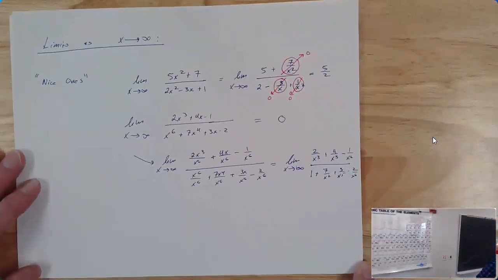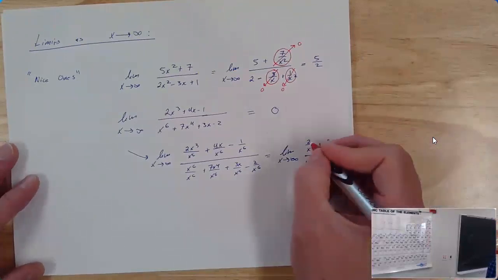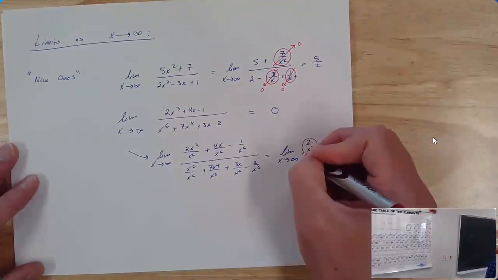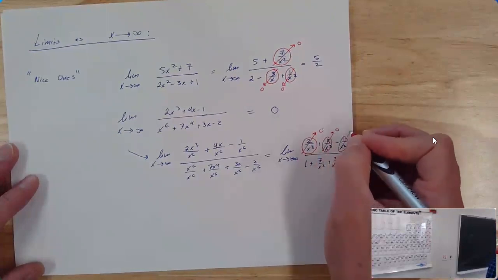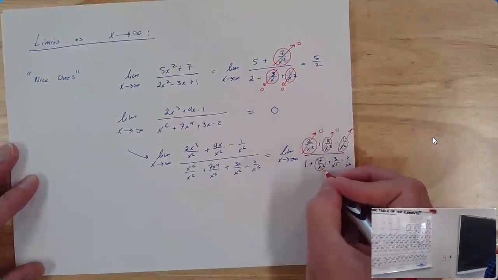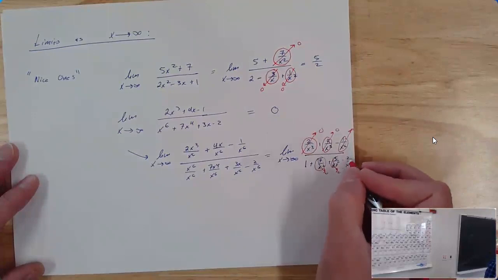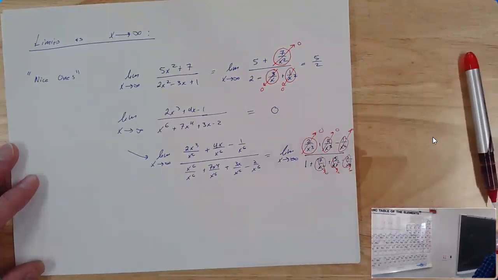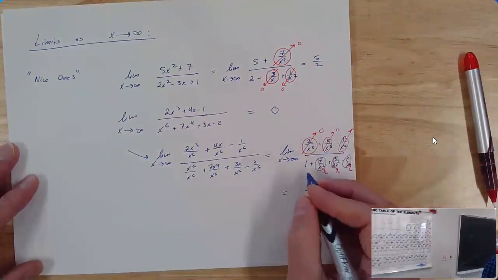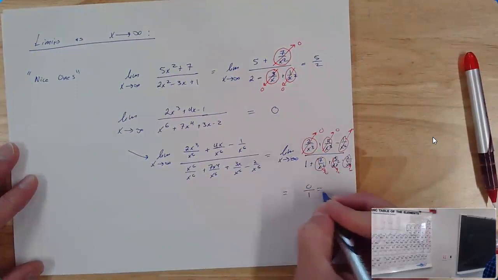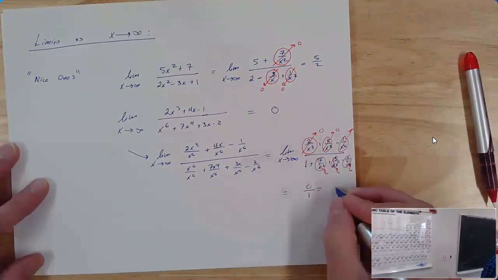And what we're going to see again, just like last time, is that everything being divided by x to some power is eventually going to get very, very small because you're just dividing by a bigger and bigger number. So all these things, like 7 over x squared or 3 over x to the 5th or 2 over x to the 6th, go to 0, and we're left with 0 plus 0 minus 0 over 1 plus 0 plus 0 minus 0. And 0 divided by not 0 is just 0.